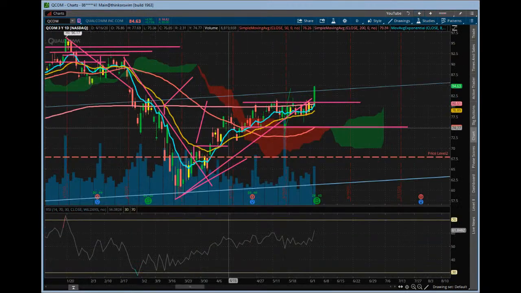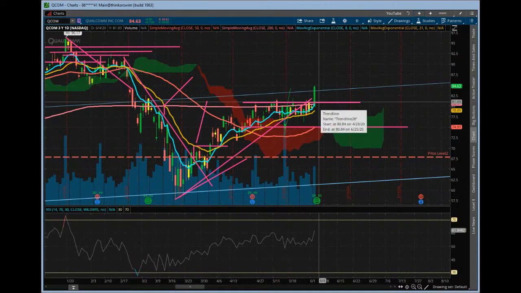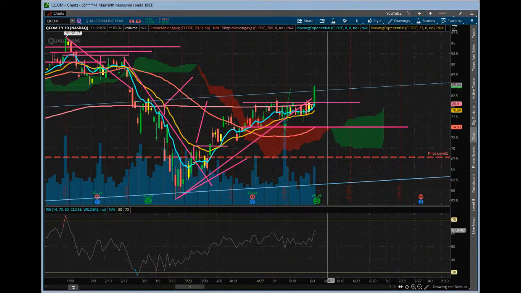So let's see. QCOM can be interesting. It'll give you a big bullish candle and then kind of drift down off of it. And we go ex-dividend on it tomorrow, so just see how it holds. But what a great intraday move on QCOM today. Beautiful.